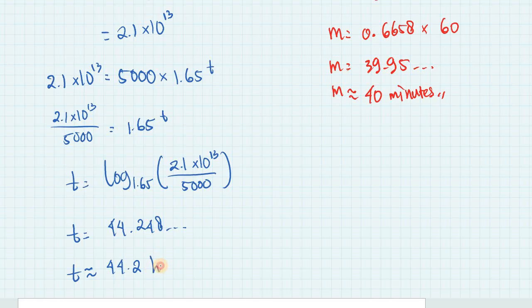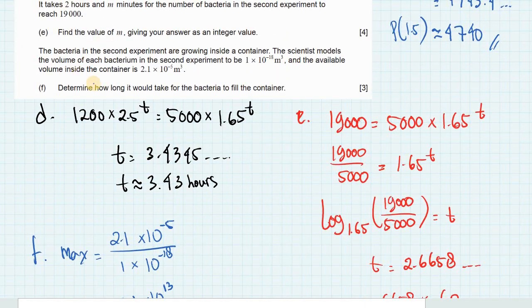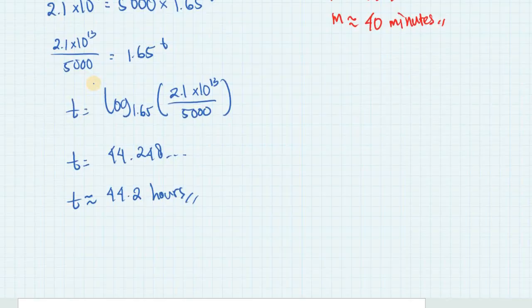44.2 hours. Wait, let's check, is that the one that we require to answer? Determine how long it takes for, okay, cool. It doesn't have to be to the nearest minute, so 44.2 hours should be okay. So that's for this question.